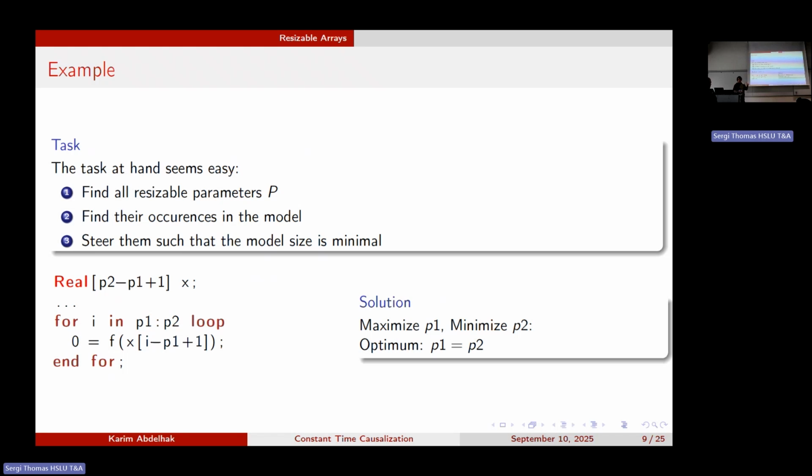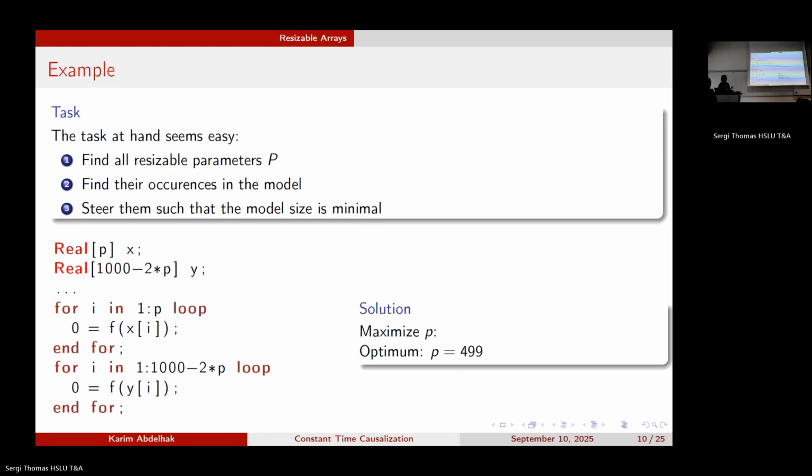And this actually is not one single solution. The optimum is for every P1 equals P2. So there's not one single solution. There are many solutions to this. Then there is the problem when the same variable influences one size positively and one size negatively. You would have to see, okay, what is the bigger factor here? And in this case, the optimal solution for P would be 499. You can't do this smaller.